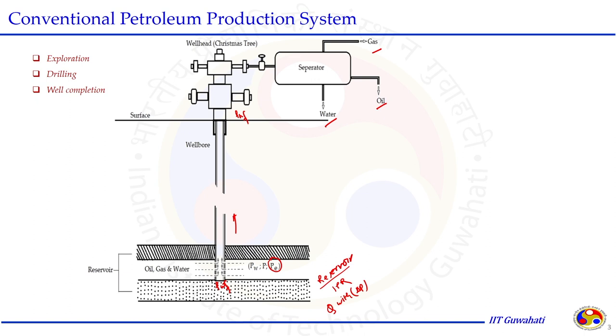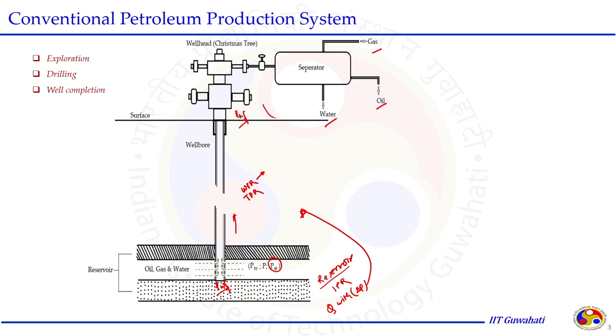A similar set of equations is developed for the fluid to travel from PWF to PHF, and we call this WPR or TPR. WPR stands for the wellbore performance relationship, TPR is the tubular performance relationship. Again, the same relationship applies: the flow rate is related to the pressure difference, PWF to PHF.